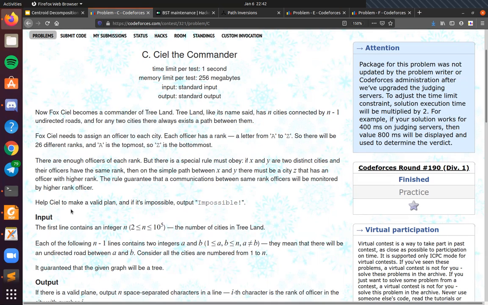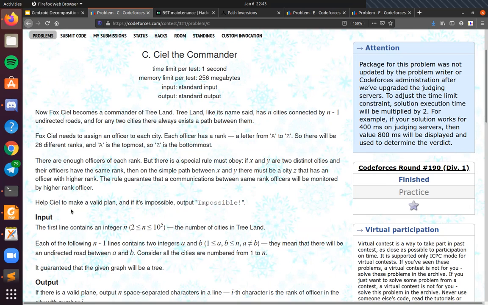So you are given a tree, and you have to assign each vertex a letter. And there is only one rule: for any two vertices present on the tree, there must be a letter in the simple path from A to B which is greater than this letter. So you have to ensure for all the paths that there must be a letter which is greater than this letter. Create the segment tree and assign like height one.